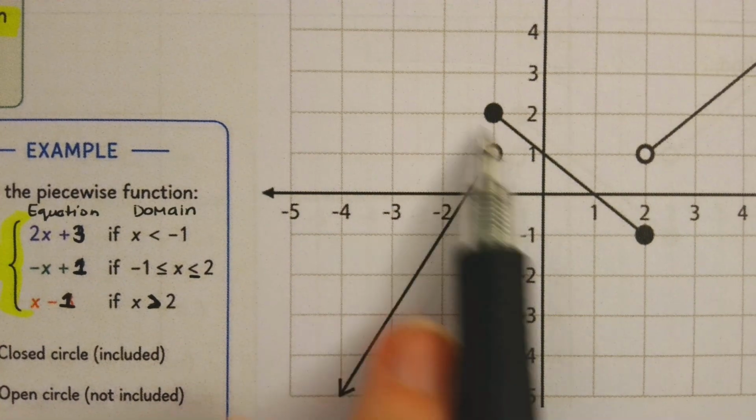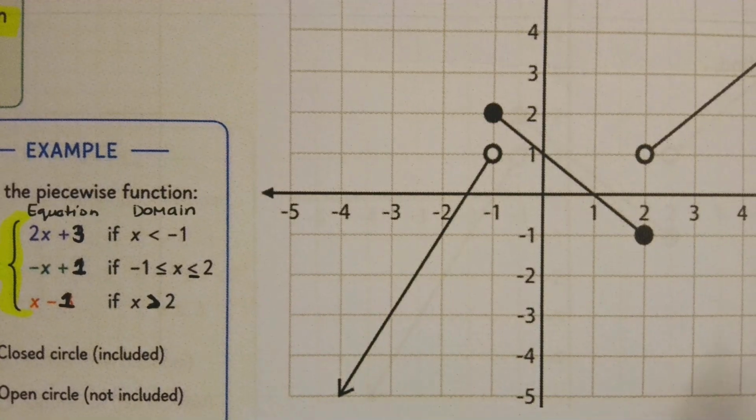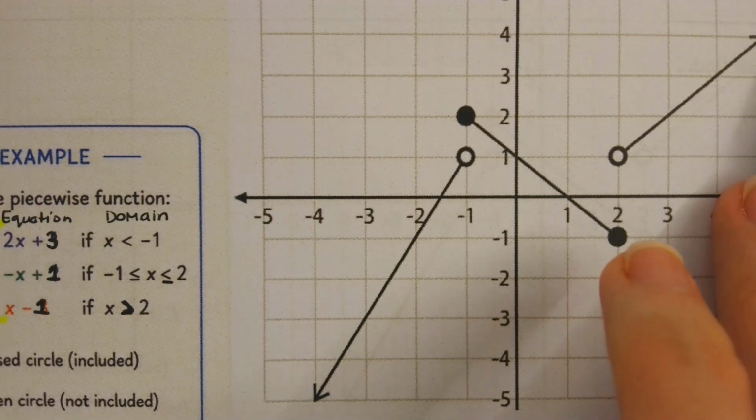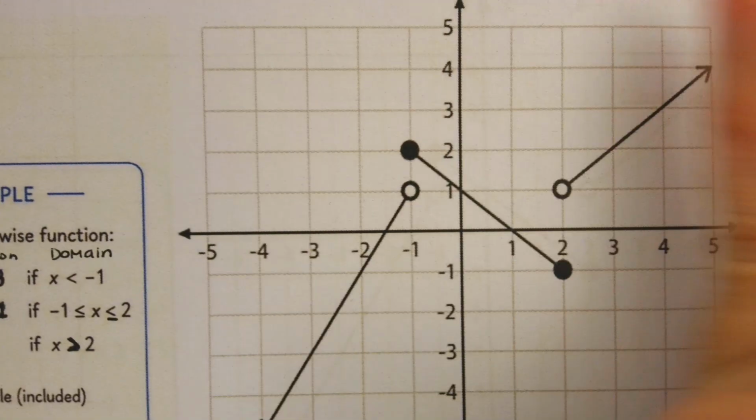Where it's less than or equal to on both sides. And then the third one is the one that is just greater than 2. Greater than 2, because it exists to the right of 2.